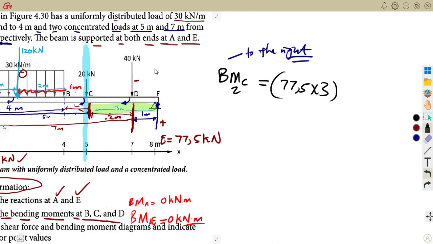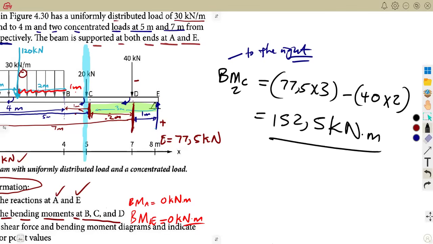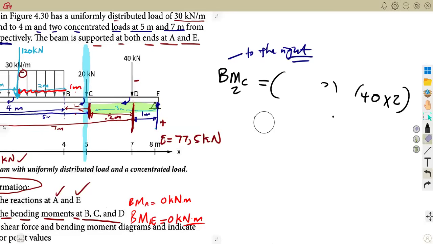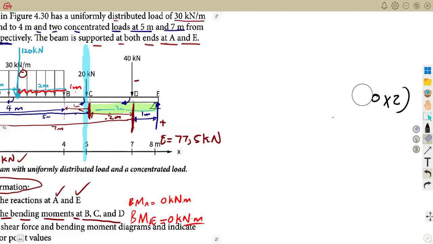Is there another force that we have on the right side? Yes, there's a force here on the right side, 40 with a negative going down. So that's minus 40 times the distance back to C. What is the distance between these 2 points? Remember, it's 3 minus 1, which is 2 meters. Just like that. So it was going to be 152.5 kilonewton meter again. So that is the case. We have the bending moment at C.